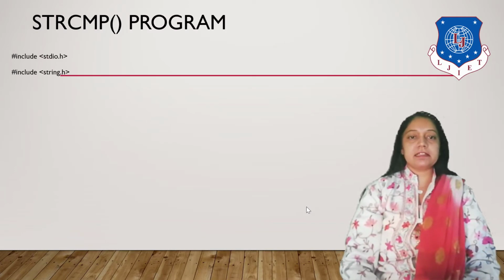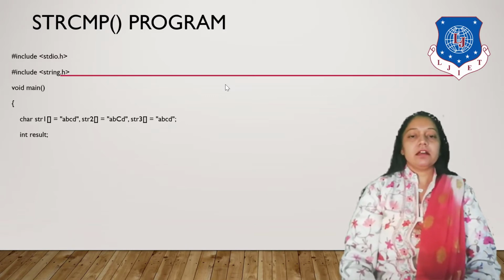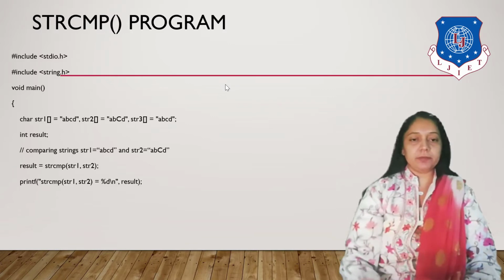Since it's a string compare function, first we need to include the header files: one would be stdio.h and another is string.h. Here I have declared three strings, str1, str2 and str3. In str1 I have abcd all in small letters. In str2 I have abcd but C is in capital, and in str3 I have again abcd all in small letters. When I compare two strings, the result will be either 0, or a positive or a negative number. It means it's an integer value that I'm going to get. So I've taken a variable result which is of integer data type.